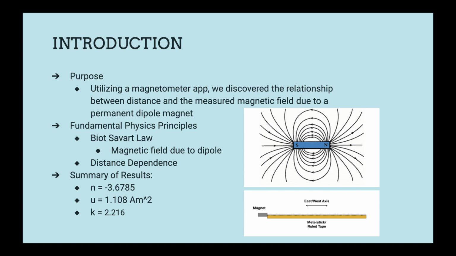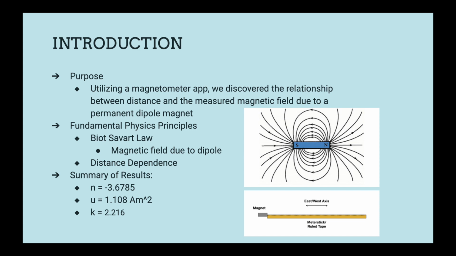For this lab, I explored the magnetic field of a permanent dipole magnet and discovered the relationship between distance and a magnetic field due to a dipole. In order to complete this lab, I utilized a magnetometer app called Tesla Meter. The two fundamental physics principles I used in this lab were Biot-Savart's law and equations for distance dependence, which both will be shown in later slides.